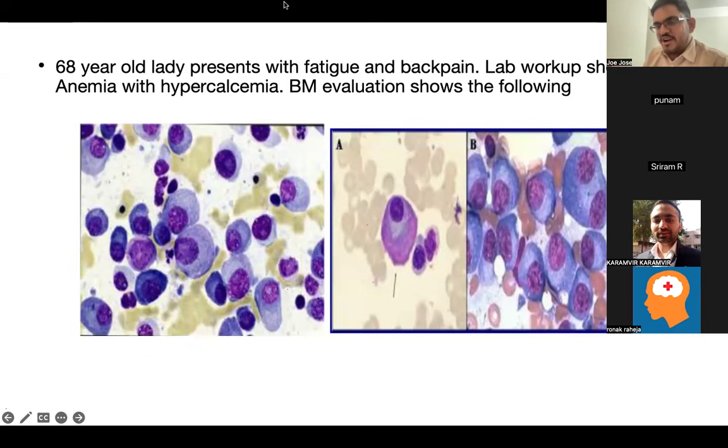Now, if they can't afford DARA, you give VRD for 6 cycles, then transplant, and give dual maintenance if high risk, or single maintenance with lenalidomide if low risk. Okay, I hope you all understood that.